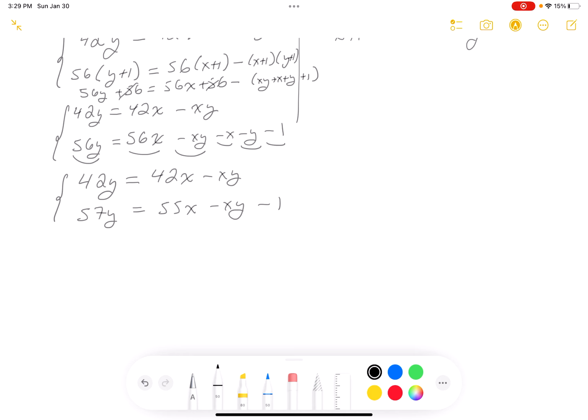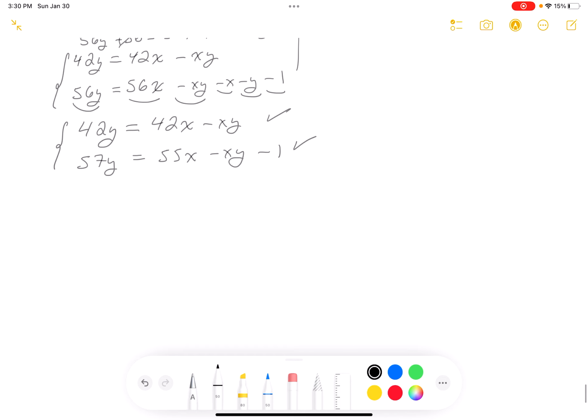All right? So I'm kind of looking at it, and I'm wondering what to do now. But I think I could do something. And what I'm going to do is I'm going to do a subtraction. So I'm going to take this equation and I'm going to subtract this one away and see what I come up with. And I'm hoping to get something pretty nice. So 57 minus 42, that's 15y. And 55 minus 42 is going to be, let's see, 13x. Well, the xy's disappear, and then I get minus 1.